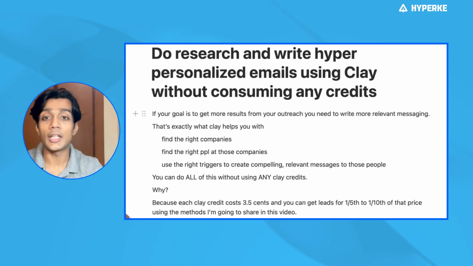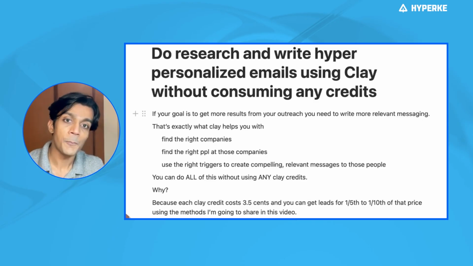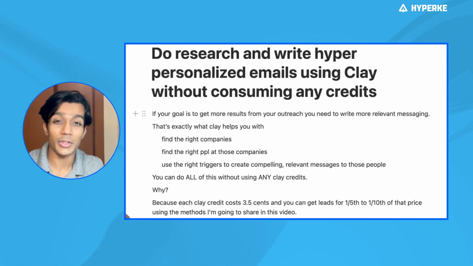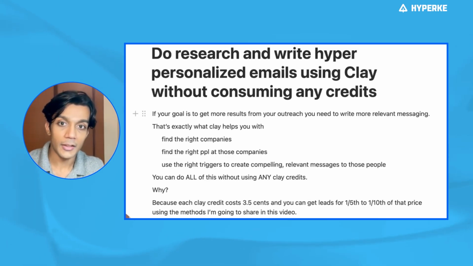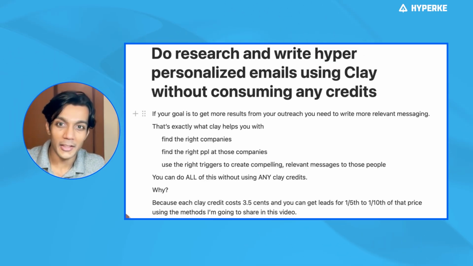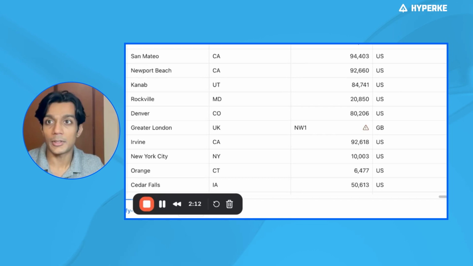And we're going to do this without consuming any Clay credits. All we're going to use is external API keys. The reason is that each Clay credit is around 1.6 to 3.5 cents. That's not even an email, that's just a credit. And you can get leads for 1/5, 1/10, even in some cases 1/100th of the price you're paying Clay, if you use the right API key providers and know how to work your way around a Clay table. I'm going to show you examples using a sample table that I have here.